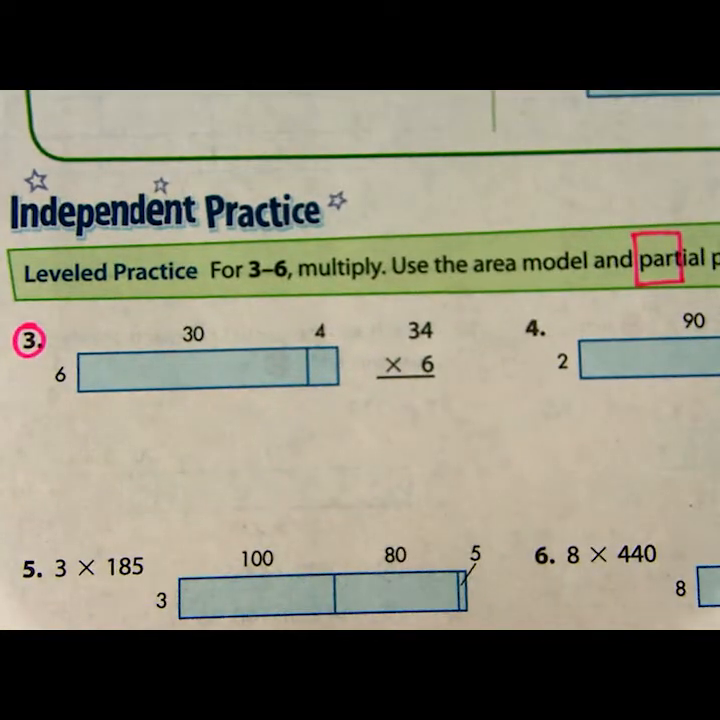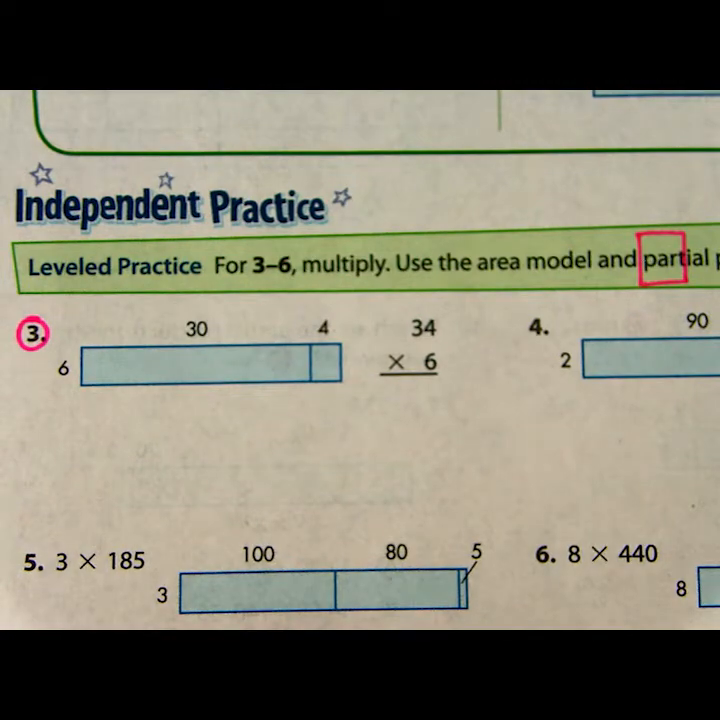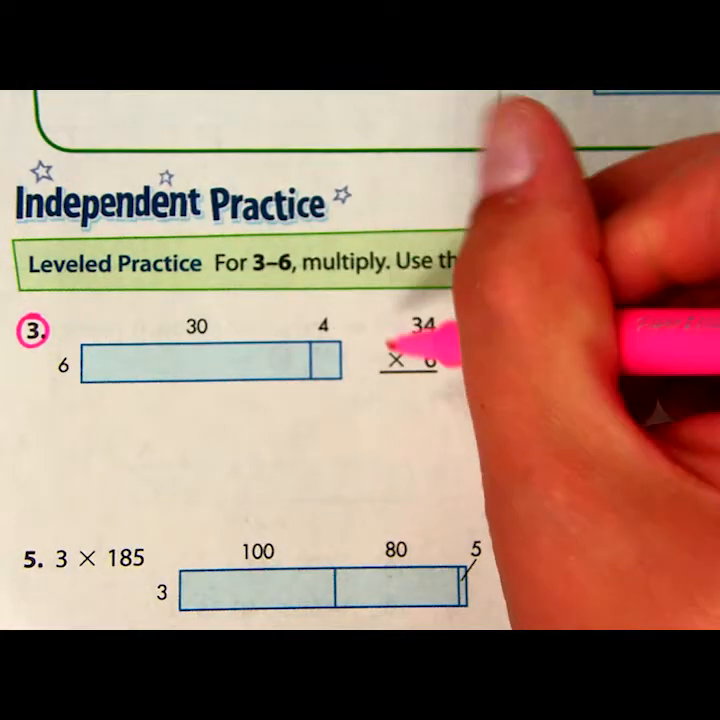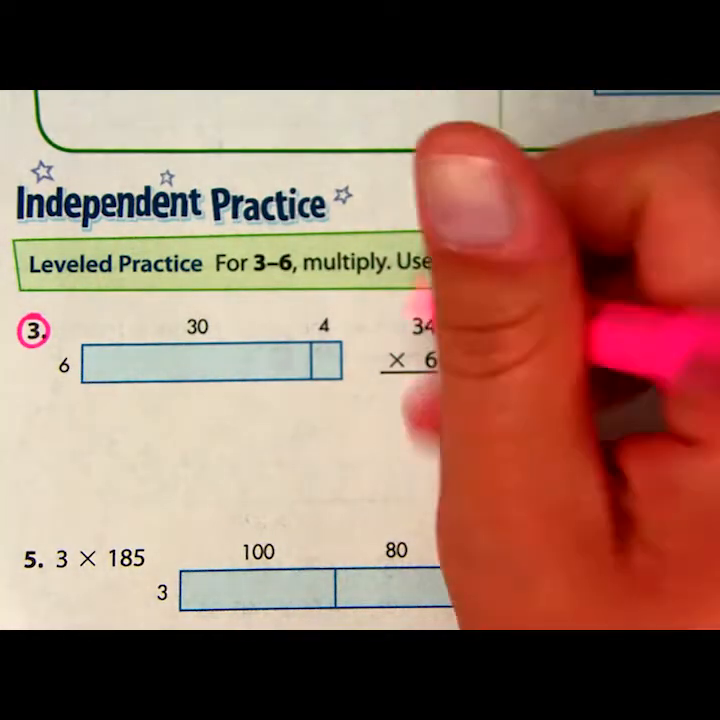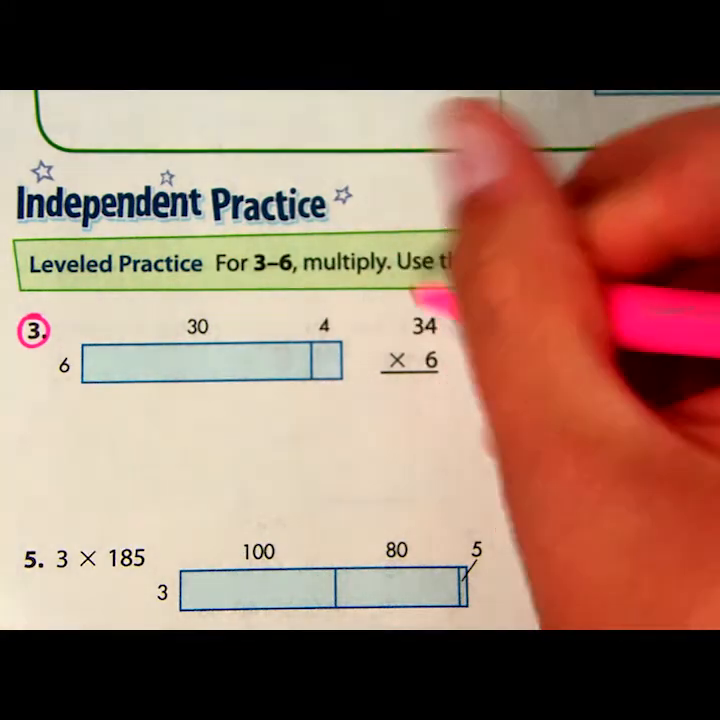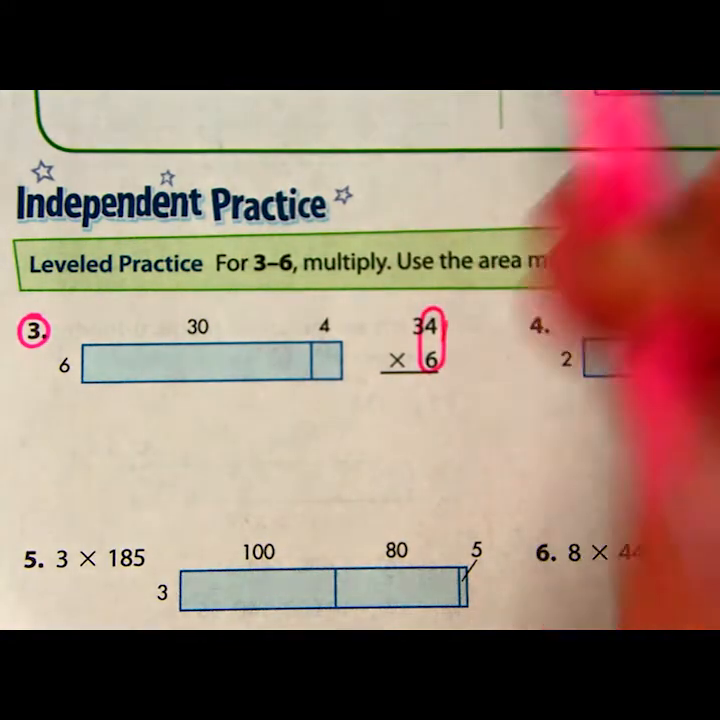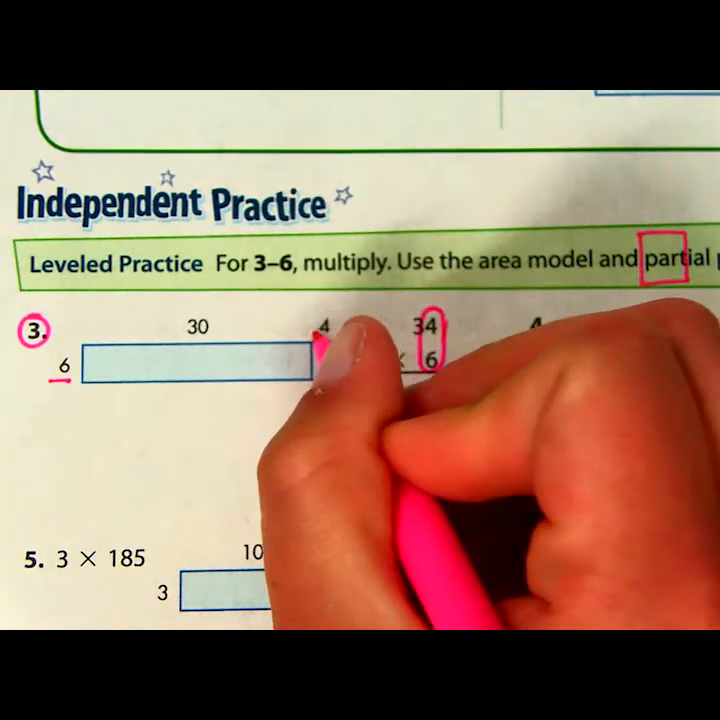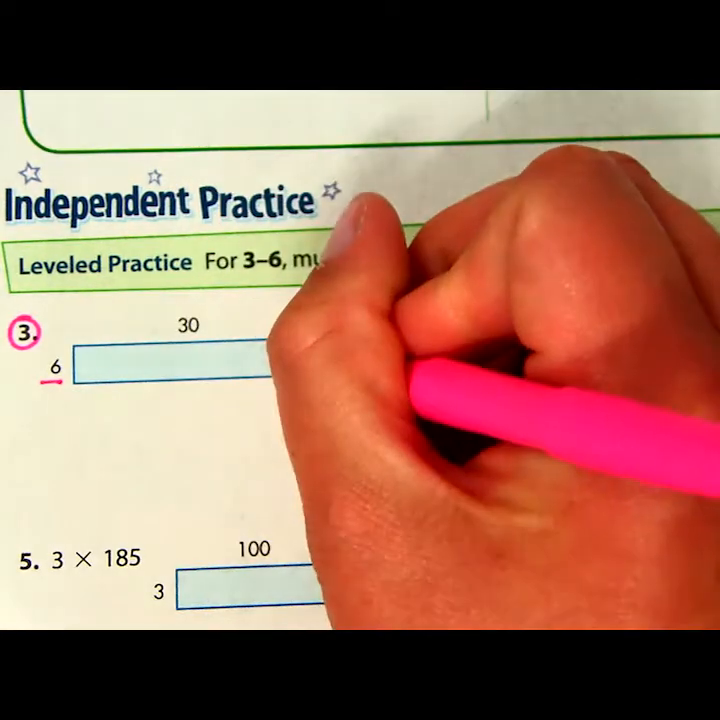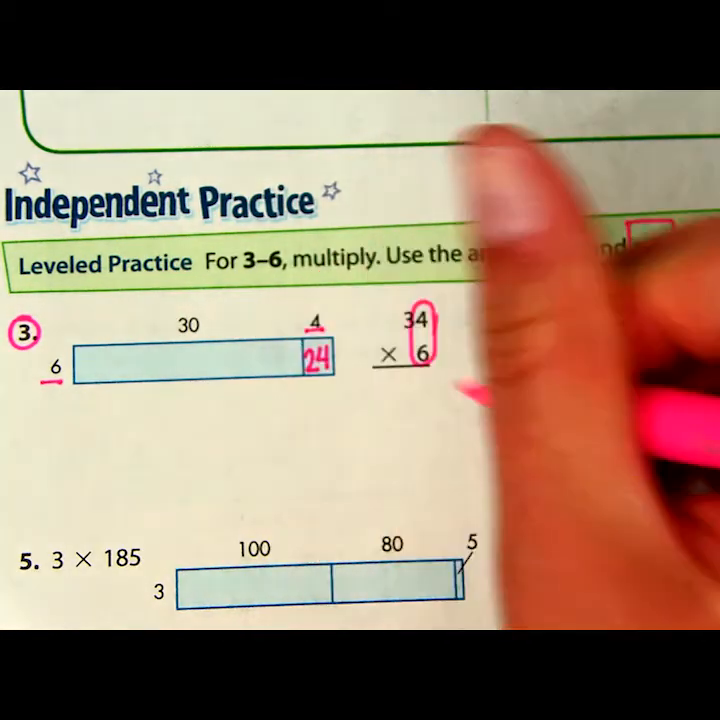So if we begin with question number 3, it looks like they've set this problem up vertically for us. Again, typically if we're working vertically, we're solving first in the ones place. So let's start here. 6 times 4. We know that basic fact, that is 24.